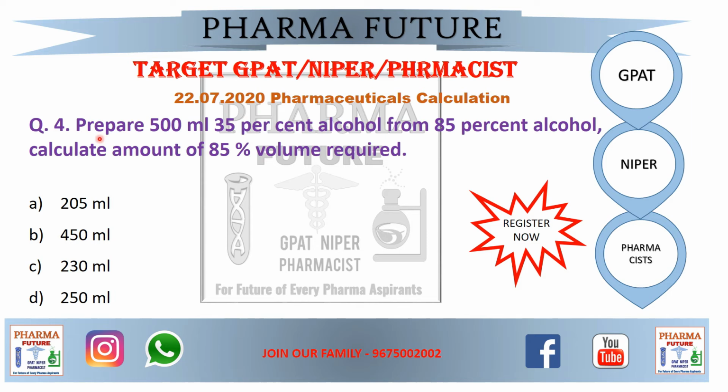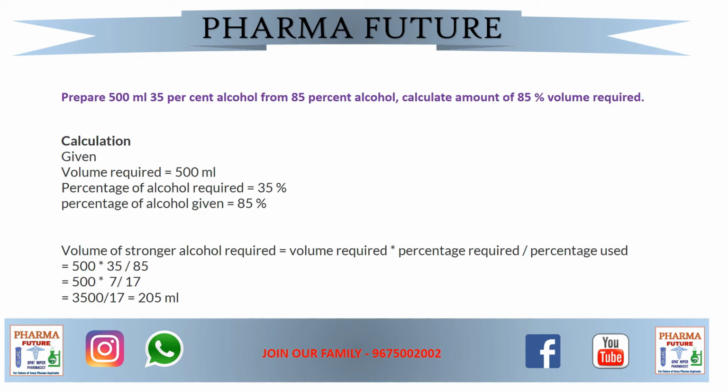Then moving to question number 4: prepare 500 ml of 30% alcohol from 80% alcohol and calculate the amount of 80% alcohol required. Option A 205 ml, option B 450 ml, option C 230 ml and option D 250 ml. Now we'll see the explanation. Prepare 500 ml of 35% alcohol from 85% alcohol and calculate the amount required.